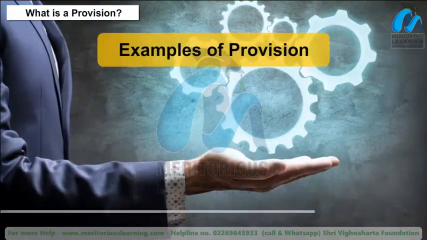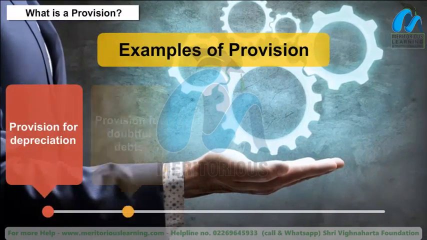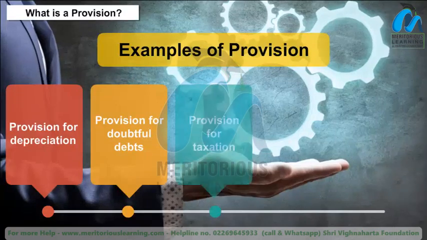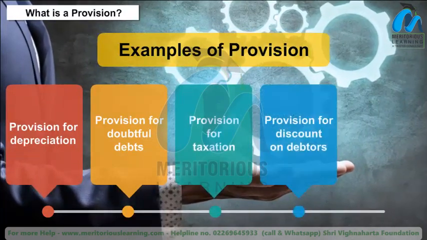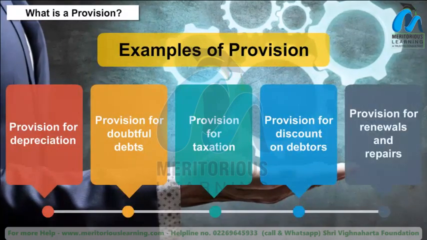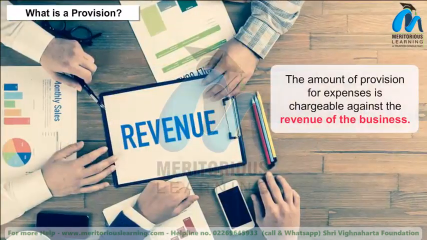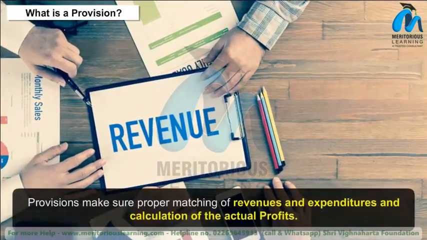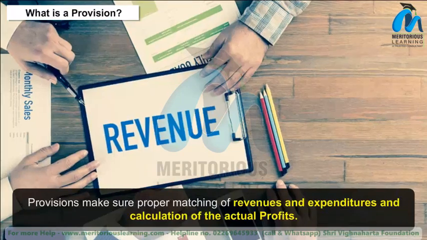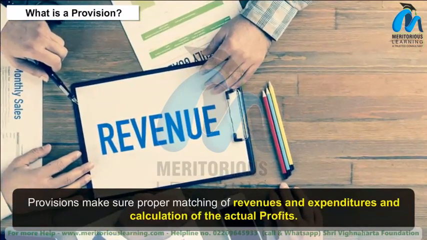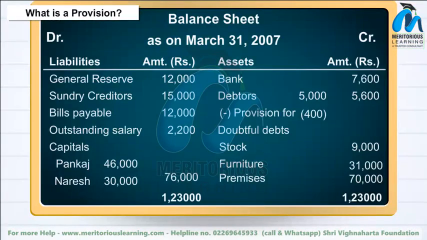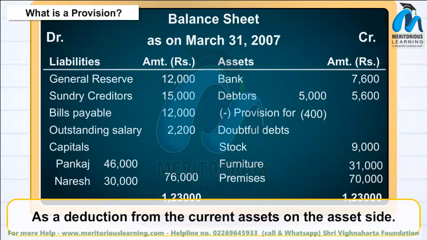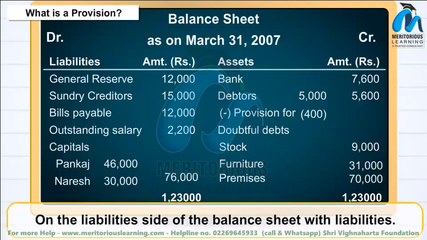Examples of provisions are provision for depreciation, provision for doubtful debts, provision for taxation, provision for discount on debtors, provision for renewals and repairs. The amount of provision for expenses is chargeable against the revenue of the business. Provisions make sure proper matching of revenues and expenditures and calculation of the actual profits. In the balance sheet, the amount of provisions must be shown as a deduction from the current assets on the asset side, or on the liabilities side of the balance sheet with liabilities.